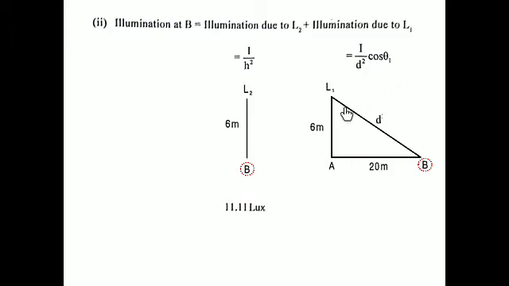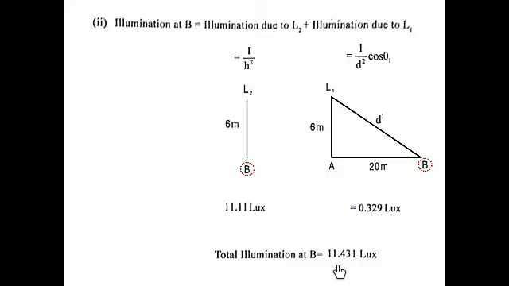Cos theta is nothing but this angle, calculated by height divided by diagonal. The height is 6 meter, and the diagonal you already found in the previous step. So divide these two and find the cos theta value. Substitute all these and find the answer. After finding these two things, you have to add these two and find the total intensity at the point B.